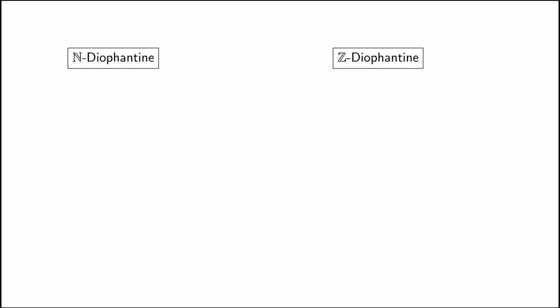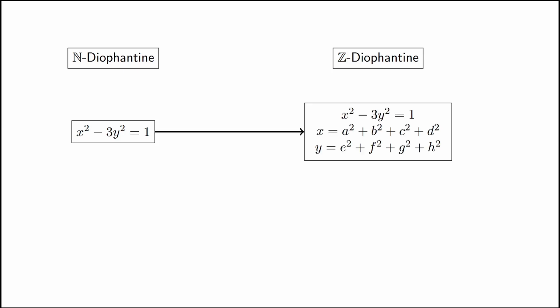Suppose that we had an algorithm for solving if there were integer solutions to a Diophantine equation, and we wanted to determine if a Diophantine equation had natural number solutions. So let's say we wanted to determine if x squared minus 3y squared equals 1 had any natural number solutions. If we consider our natural number Diophantine equation as an integer Diophantine equation, we're going to want to add on some extra 4-square constraints in order to force x and y to be natural numbers.